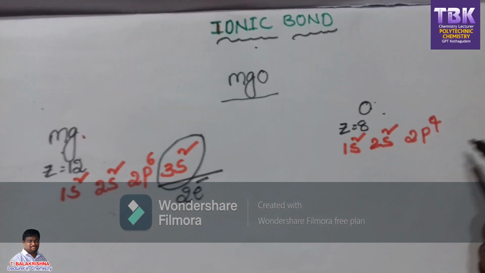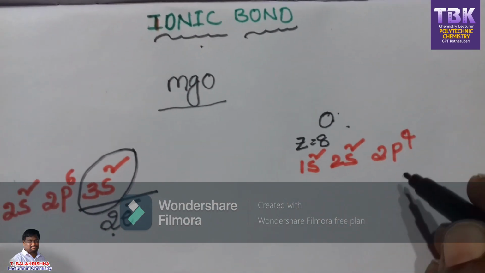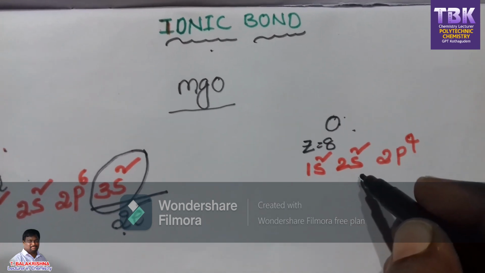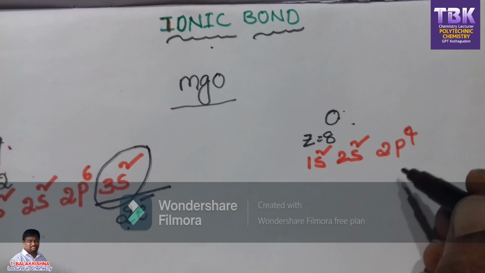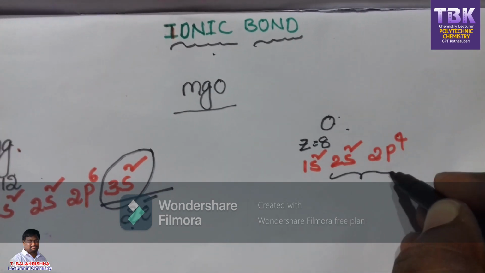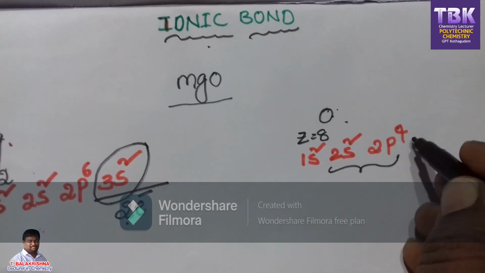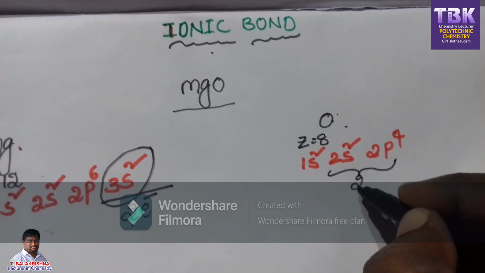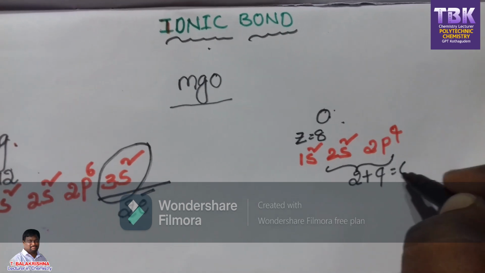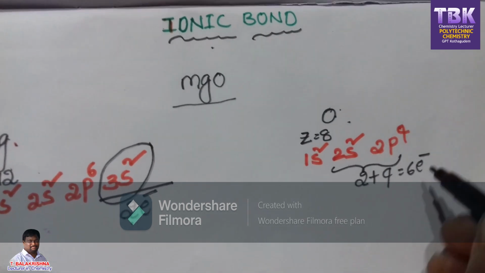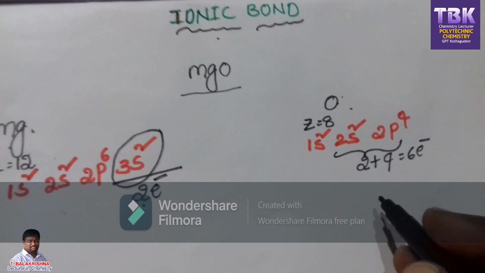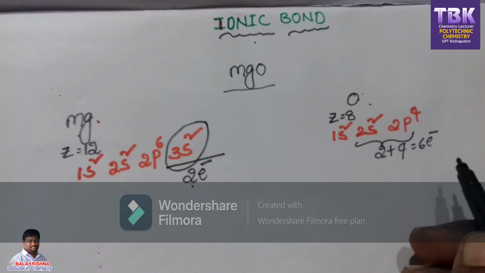Same as oxygen, electron configuration is 1s2, 2s2, 2p4. Which one is the outermost orbit? The second orbit is the outermost orbit, that is the 2s2, 2p4. How many electrons does it have? 2 electrons and 4 electrons. Total it has 6 electrons. So, according to the octet rule, it is also unstable. So, both are ready to participate in chemical bond.